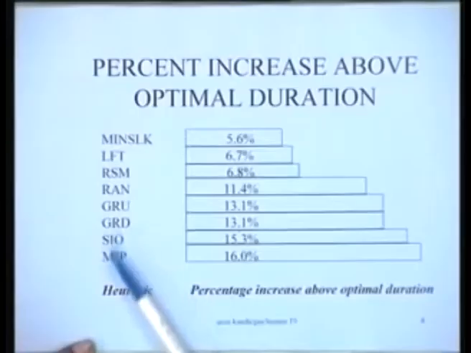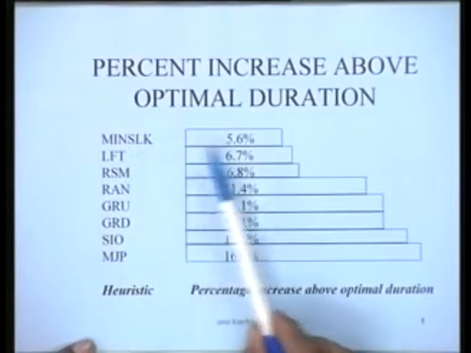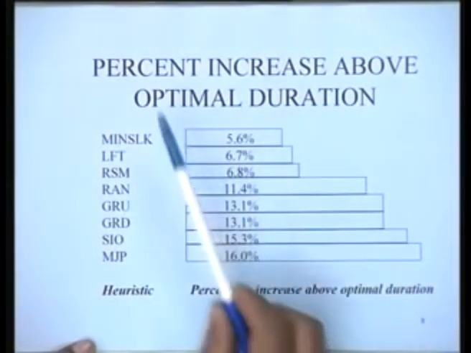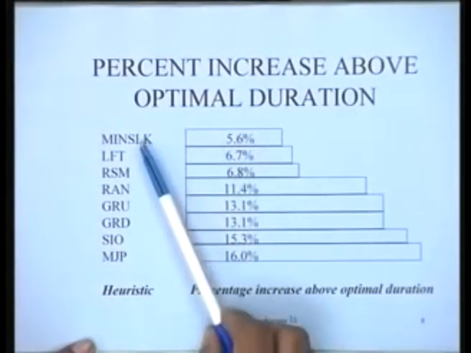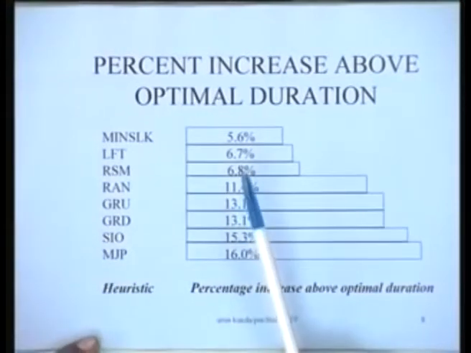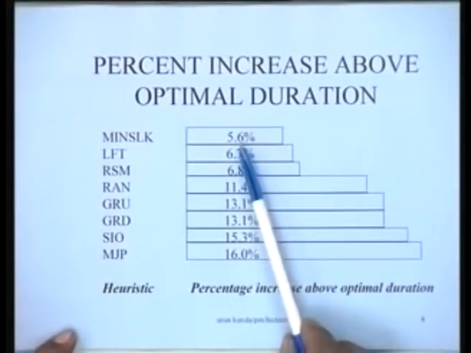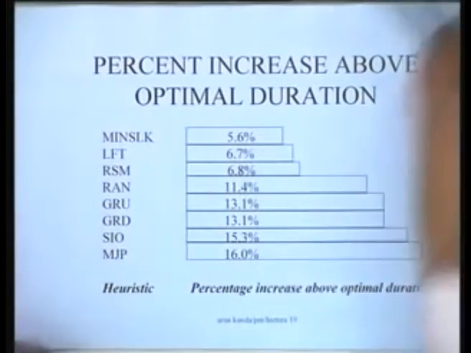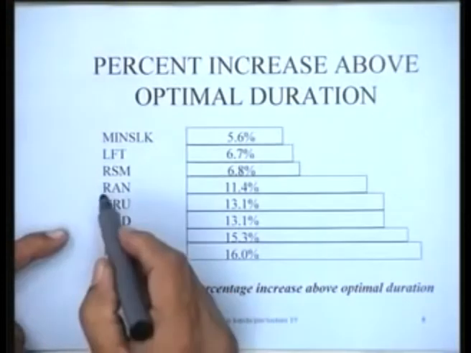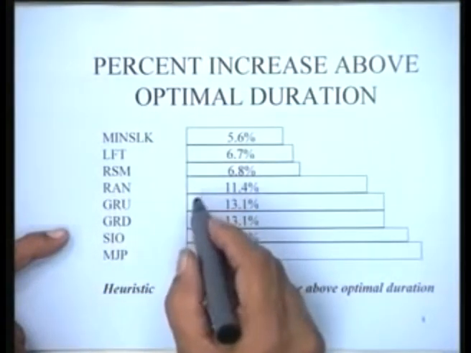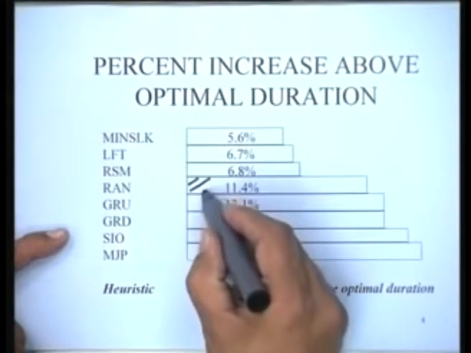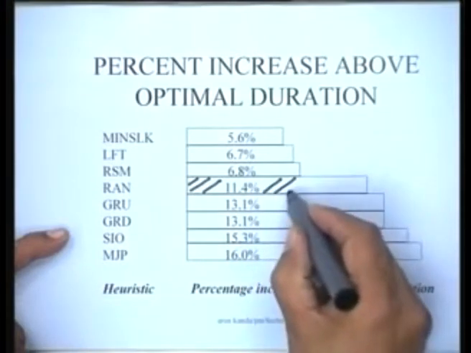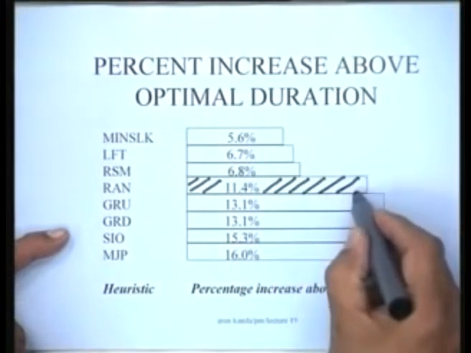Another study was done on how bad or good these heuristics were in terms of their capability to give an optimal solution. So, the percentage increase above the optimal duration was, this is the increasing order. So, what we found in this particular situation was min slack. What you can see from this graph is something like this, that the random rule gave a percentage increase above the optimal duration of about 11.4%.